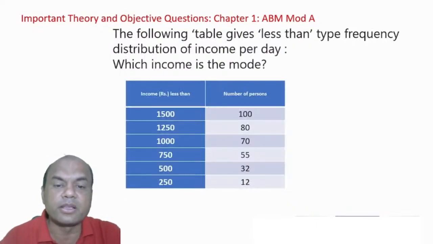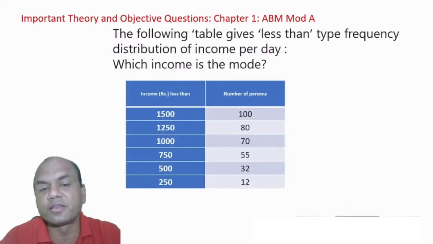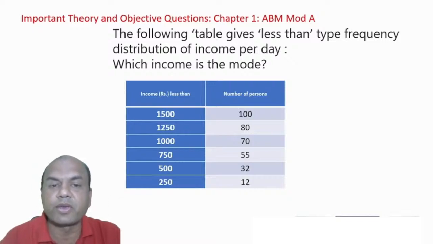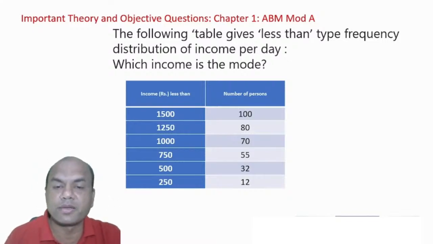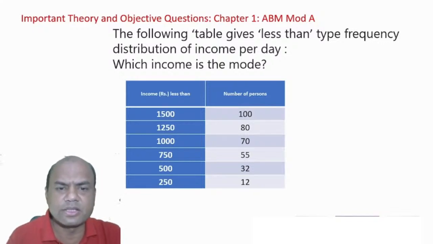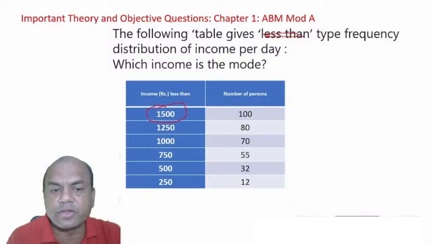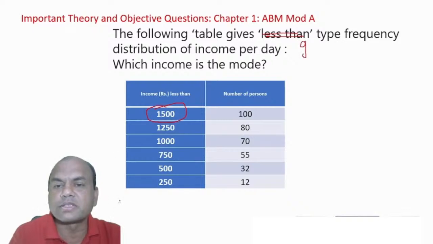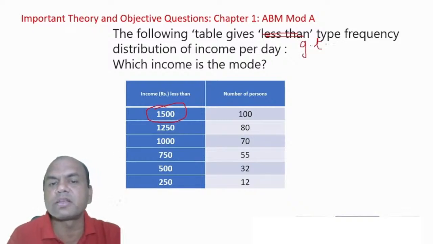The following table gives the less than type frequency distribution of the income per day. Is this less than? I think not. It should be greater than type, because it is starting from the highest, 1500, and going to the lowest. So greater than type, GT I'll write it. The following table gives the GT type frequency of the income per day.